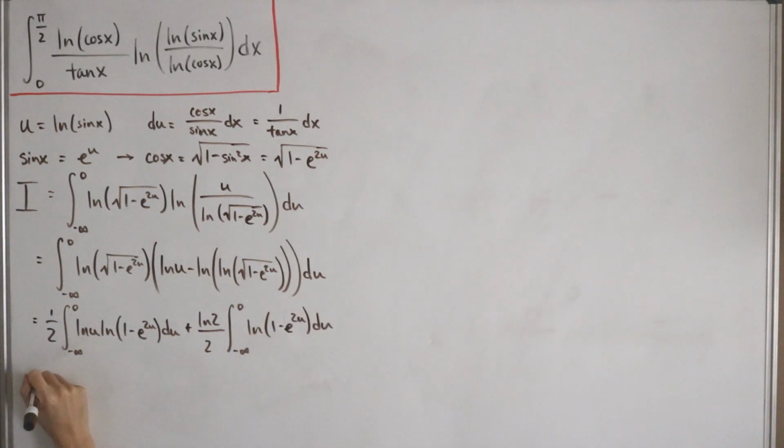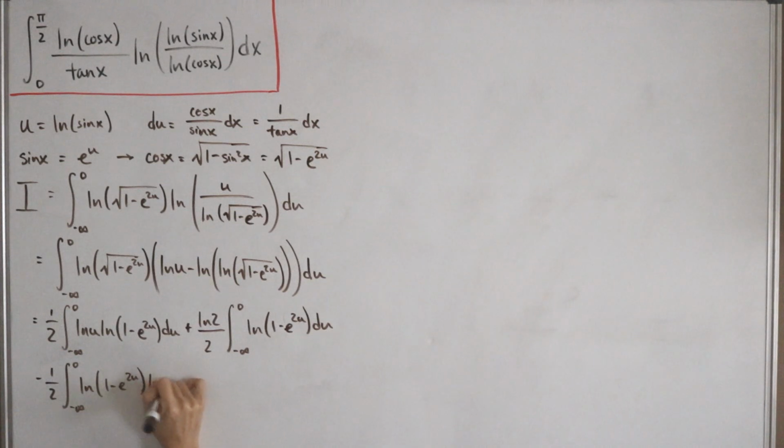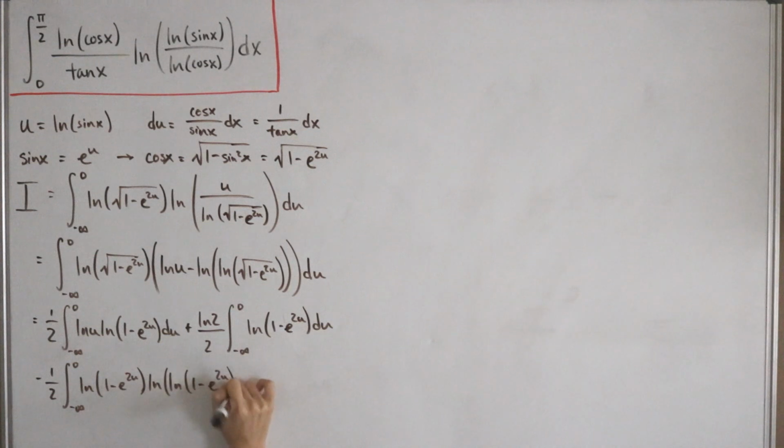And then lastly, if I just move one line below, we have 1/2 times the integral from negative infinity to 0 of ln of 1 subtract e to the power 2u, and then multiply with ln of 1 minus e to the power 2u, and then finish it with du.